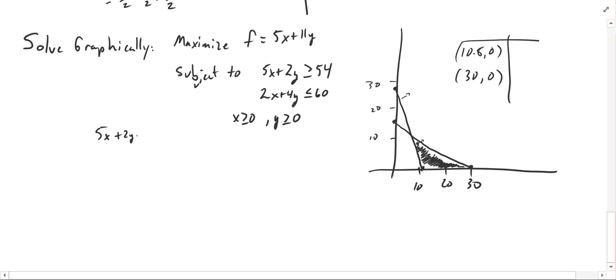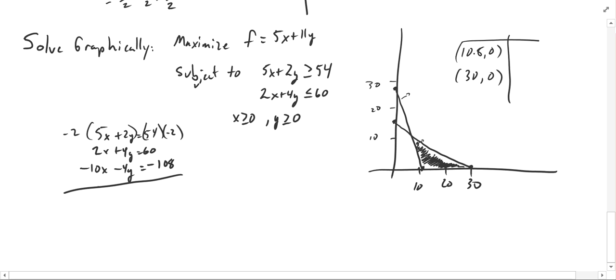5x plus 2y equals 54, and 2x plus 4y equals 60. Let's take the top equation and multiply it by -2. And I'll get minus 10x minus 4y equals -108. If I add the two equations together, I'll get -8x equals 60 minus 108, or 60 plus -108 is -48. And if we divide both sides by -8, we'll get x equals 6. So the x-coordinate for this point is 6.